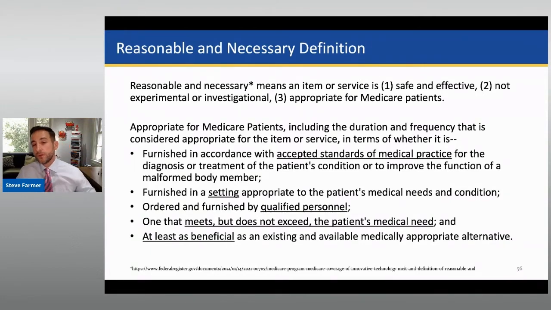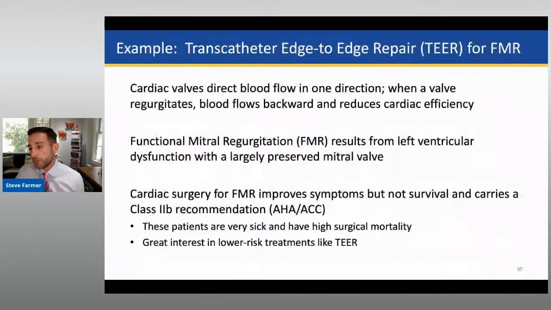Now I'm moving to the transcatheter edge-to-edge repair example. The recently published National Coverage Determination for Transcatheter Edge-to-Edge Repair, or TEER, for treatment of functional mitral regurgitation illustrates many of these points. It also demonstrates how CMS already considers real-world evidence in our coverage decisions.